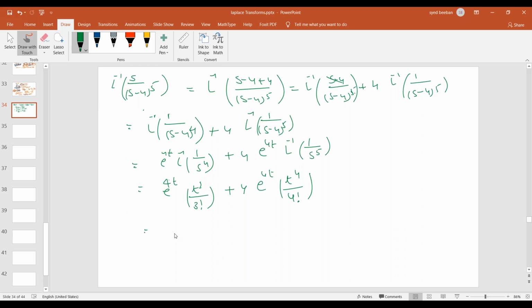On simplification, e power 4t is common: t cube by 3 factorial plus t power 4 by 3 factorial. This would be if I follow the general procedure.